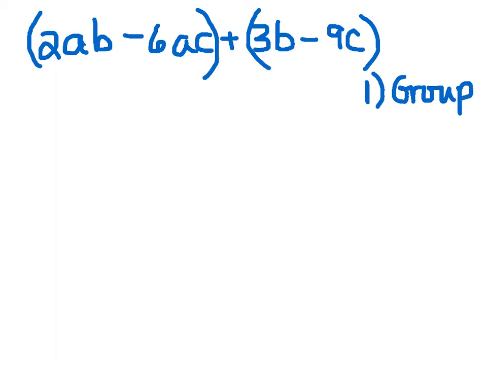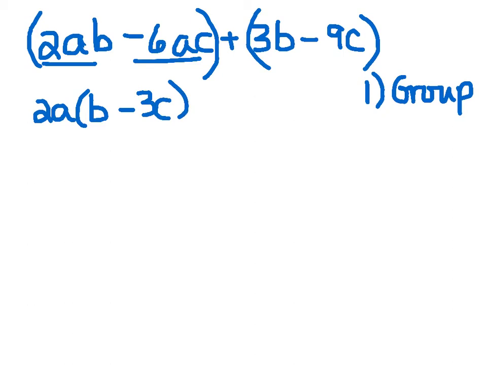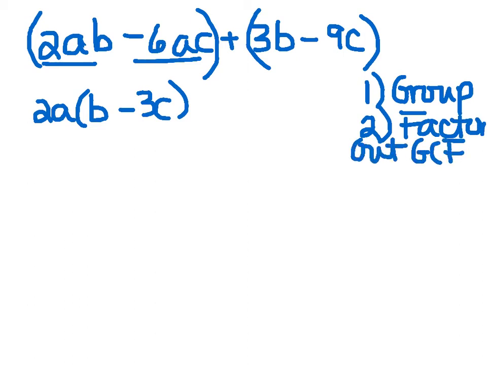And now that they are grouped, I can see that each of the 2 groups has common factors. In this polynomial, the greatest common factor is 2a. So I can factor out a 2a, and I'm left with b minus 3c. And by the way, really at this point, the whole procedure of factoring out the GCF needs to be automatic. So factor out the GCF of each group.